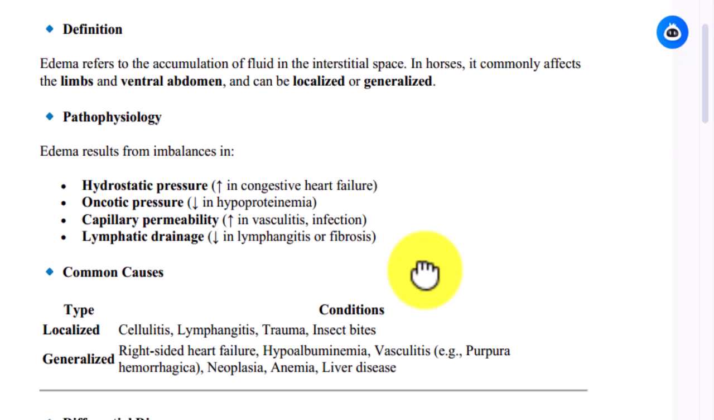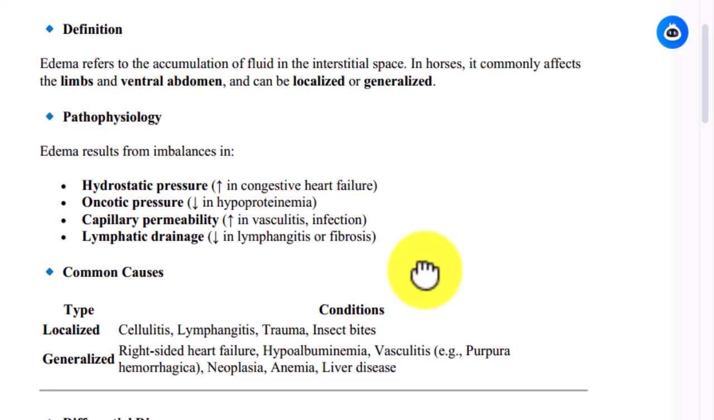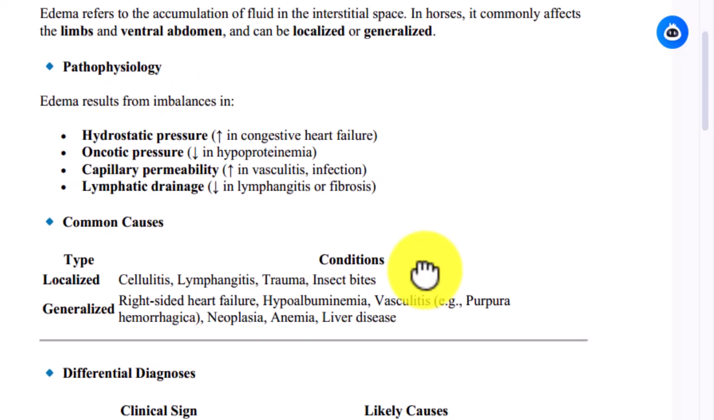Pathophysiology. Edema results from imbalance in hydrostatic pressure, increased in congestive heart failure; oncotic pressure, decreased in hypoproteinemia; capillary permeability, increased in vasculitis because of infection; and lymphatic drainage, decreased in lymphangitis or fibrosis.